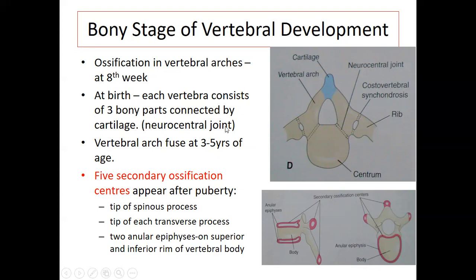Okay, this cartilage is actually the neurocentral joint. You can see here, this is a neurocentral joint, and this is another neurocentral joint. So at birth we have three bony parts: one, two, and three. The centrum and two vertebral arches, connected by the cartilage. So we have the neurocentral joint here. This is the cartilage, and here another cartilage, that connects these three bony parts.